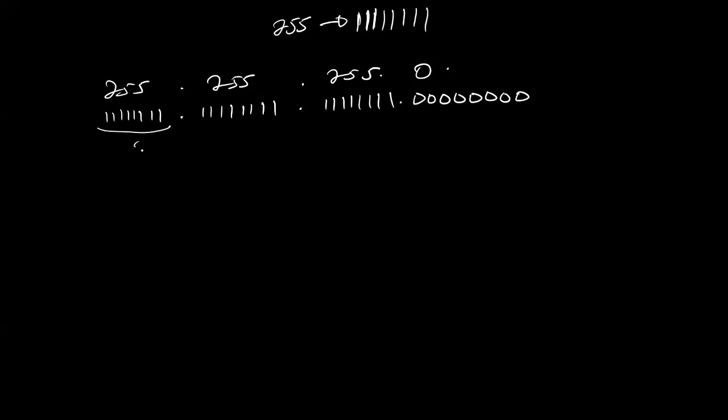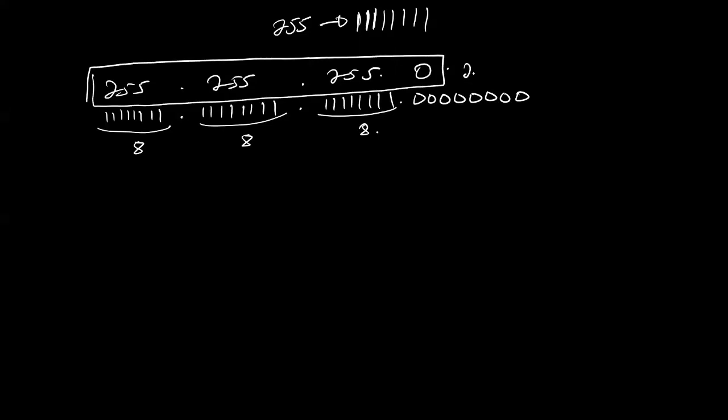These are 8 ones. These are also 8 ones. These are also 8 ones, isn't it? In other words, this is a subnet mask that has 24 what? Do we agree? Yes, we agree.